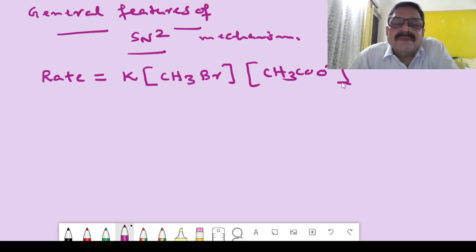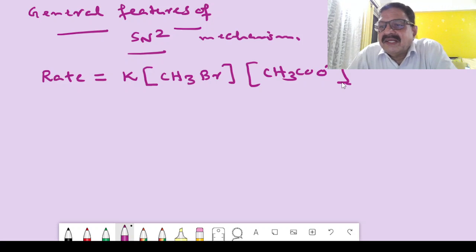So if we double the concentration of either the nucleophile or the substrate, the alkyl halide, it will double the rate. Now if we double the concentrations of both the alkyl halide and the nucleophile, the rate of the reaction will become fourfold. That is the most important point here.